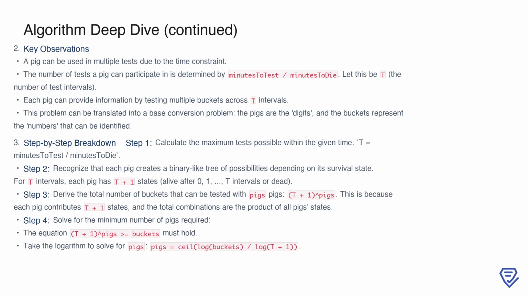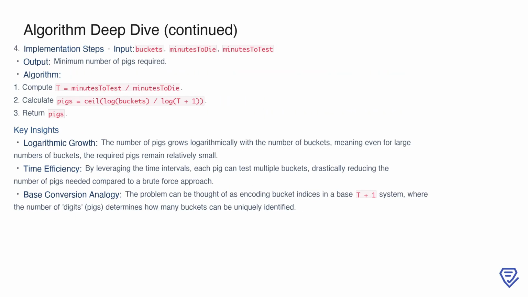The total number of buckets we can test with a given number of pigs is (t plus 1) to the power of pigs, as each pig contributes t plus 1 states, and their combinations multiply. To find the minimum number of pigs needed, we solve the inequality (t plus 1)^pigs = buckets. Using logarithms, we derive the formula pigs equals ceil(log(buckets) / log(t plus 1)), which gives us the exact number of pigs required. With this understanding, let's outline the implementation steps.